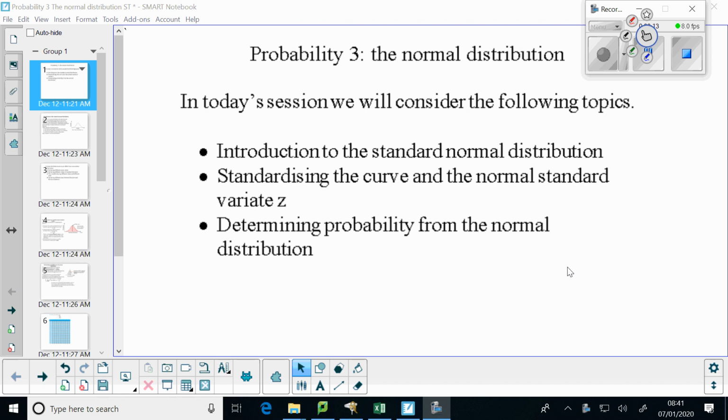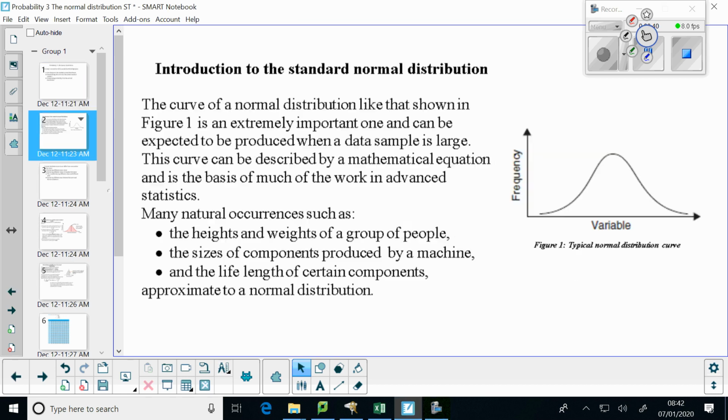Probability 3 for normal distribution. So what we're going to do today is I'm going to introduce the standard normal distribution, look at standardising the curve and the normal standard variate Z, and then determine probability from a normal distribution and look at the problems involving the normal distribution. So, introduction to the standard normal distribution.